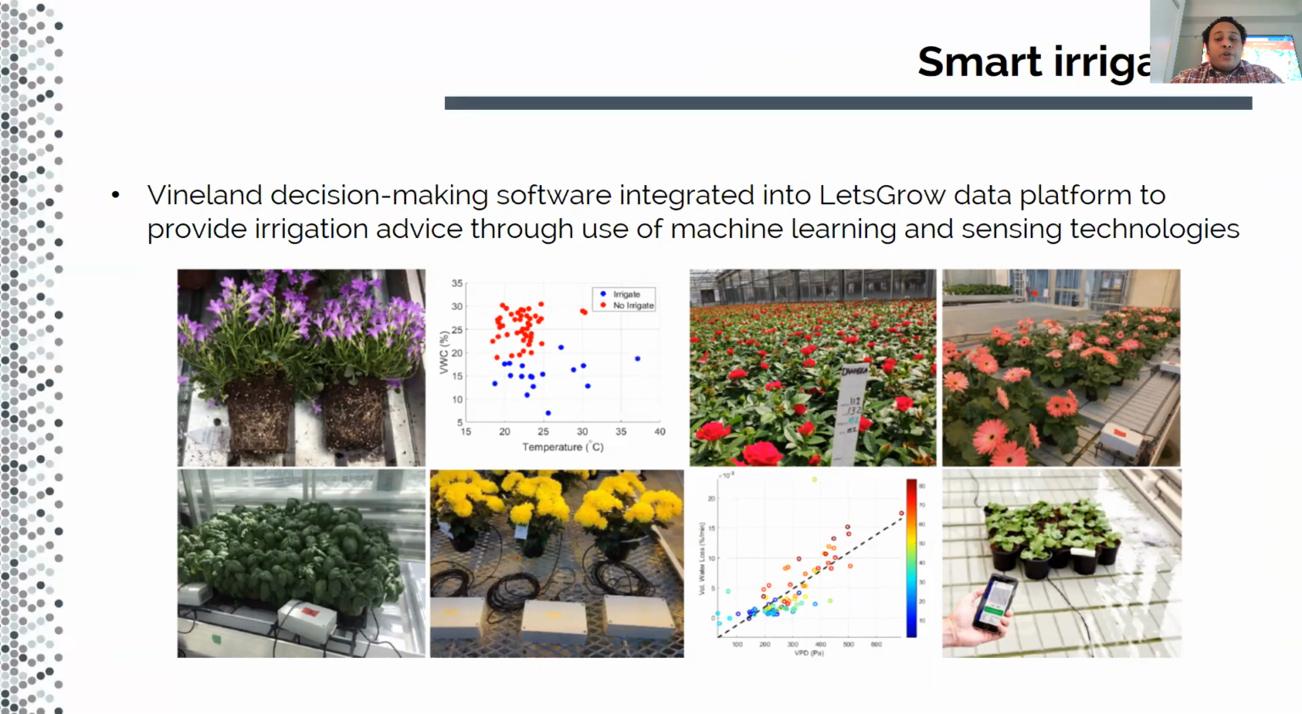At the moment, we're in the process of commercializing the smart irrigation technology with our partner Let'sGrow.com, who will be integrating it into their online platform and delivering it to customers starting this year.